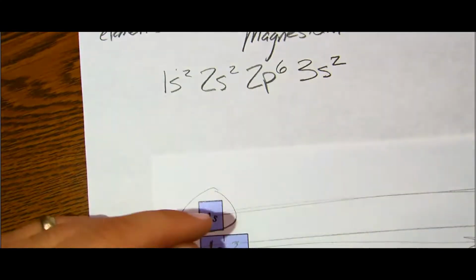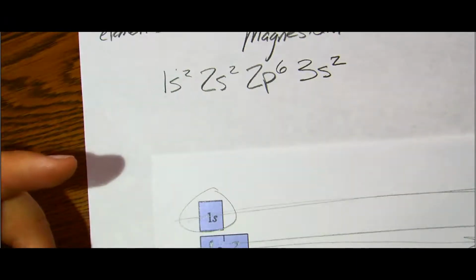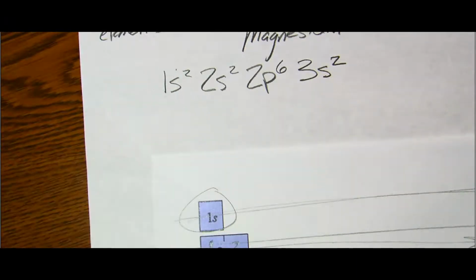Now, quick math here. 12. What element's number 12? Magnesium. Bada bing, bada boom. Okay, okay. We just nailed that. Pretty easy. All right. No, oh, no, not yet. I'm just kidding. That's the hard version. I'm about to show you the easy version.